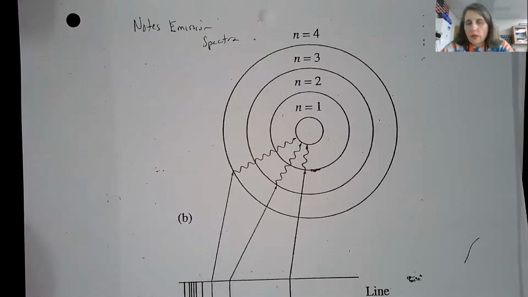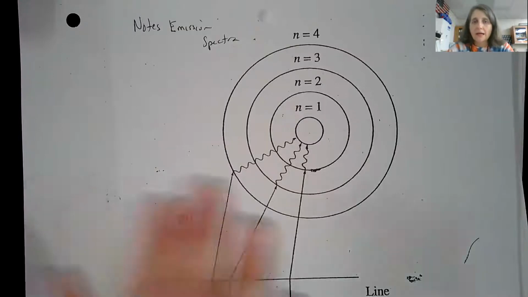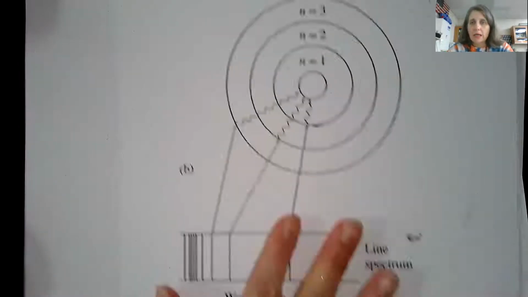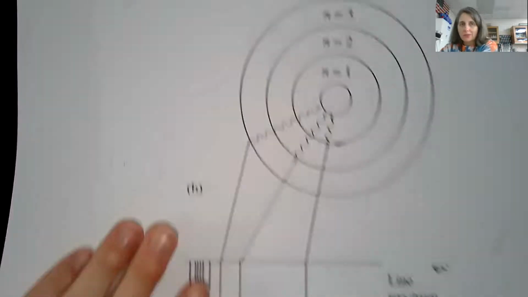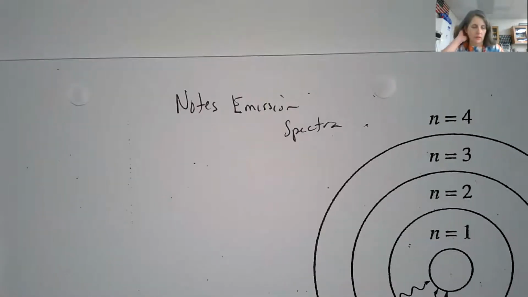So this video is going to go over the background information to the spectrum lab that we did, more specifically about the emission spectra. So find this diagram in your note packet and write on the top "emission spectra notes" so that you know that these are going to be the notes that you need to refer to for this.